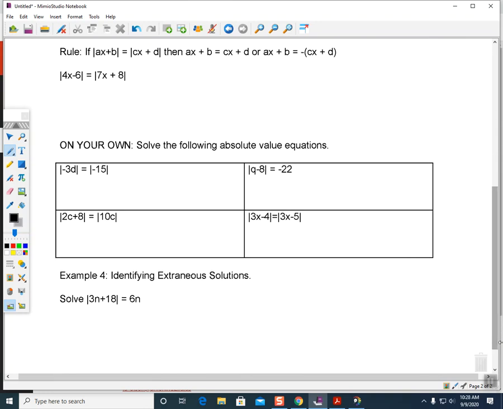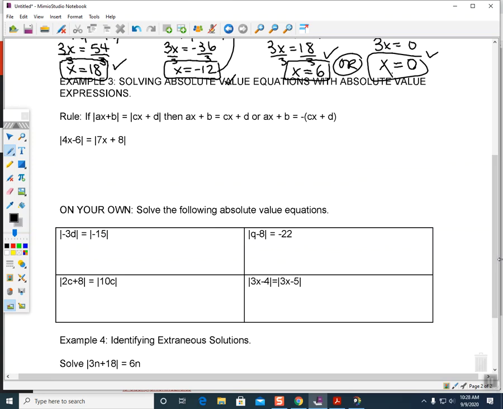All right, we're going to move into some more complicated problems here. This rule looks kind of confusing at first, but I promise you it's not that scary. If the absolute value of ax plus b equals the absolute value of cx plus d, then ax plus b equals cx plus d, or ax plus b equals negative cx plus d. So, what this is saying, it's the same thing that we've been doing, okay? If I have an equation like this, I keep this the same.